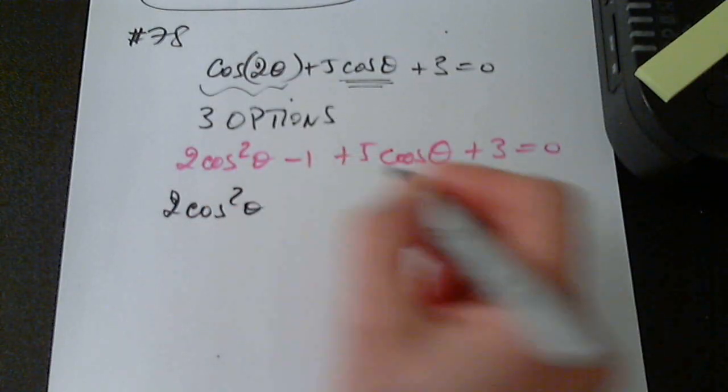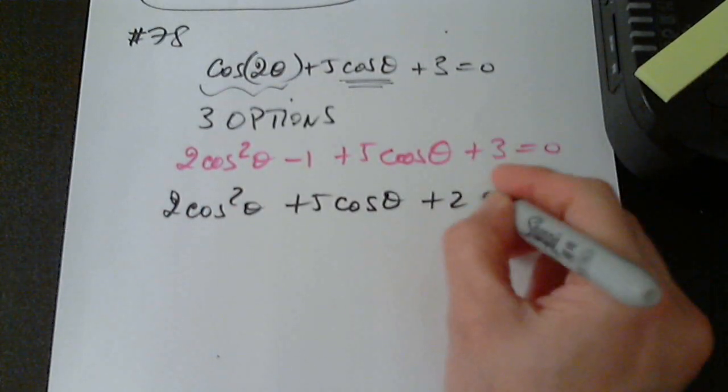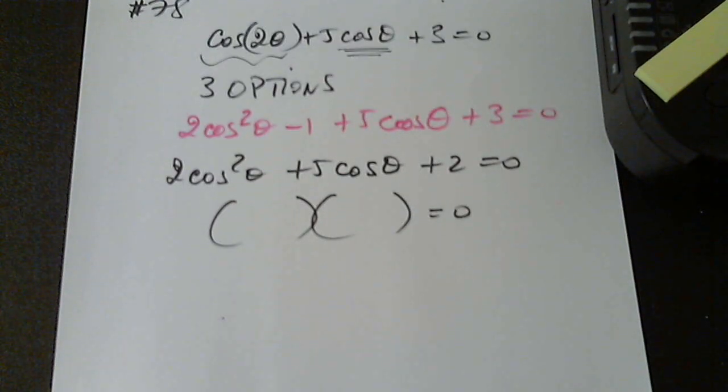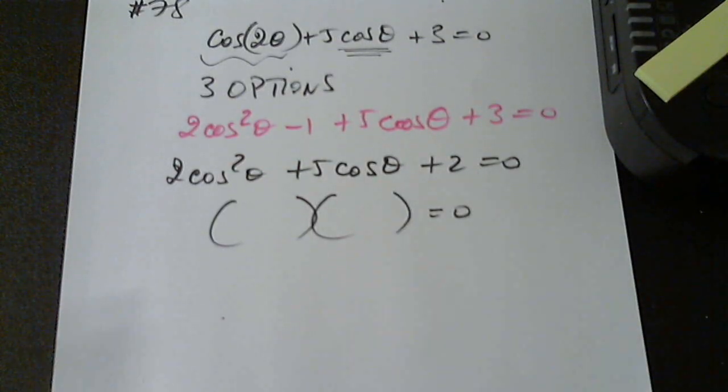Okay, so we'll combine like terms. 2 cosine squared theta plus 5 cosine theta, 3 minus 1 is 2. And we are in the same situation as a few minutes ago. But this time we have to factor 2 cosine squared theta plus 5 cosine theta plus 2.